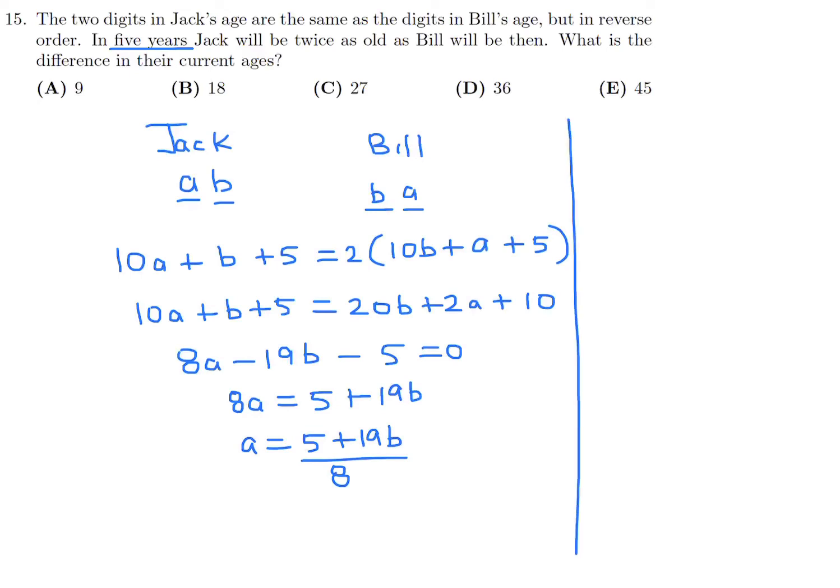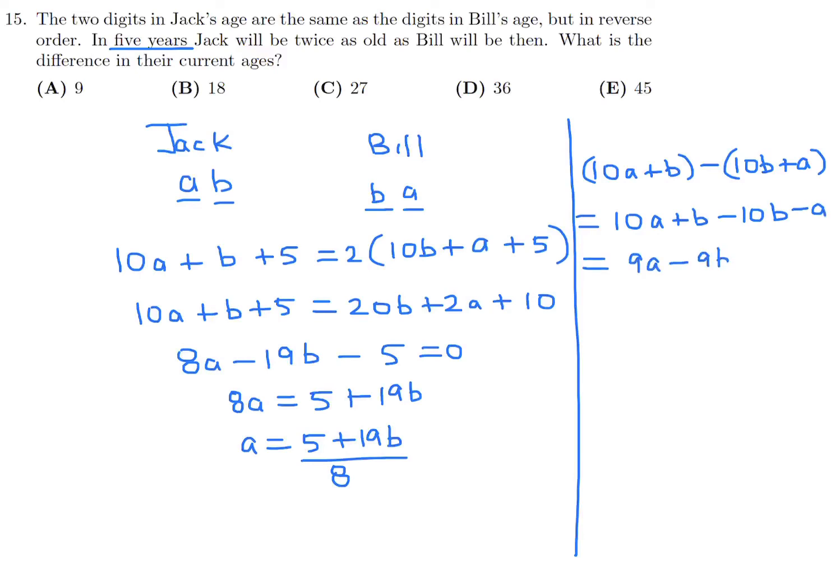Now, what do they want you to figure out in this question? They want you to find the difference in their current ages. Well, Jack's current age is 10a plus b, and Bill's current age is 10b plus a. So the difference is when you subtract them. So this will be 10a plus b minus 10b minus a. So this becomes 9a minus 9b. Factor out a 9, you get a minus b. But they actually want a numerical value. As you can see, they're all numbers. So no problem, we can probably substitute that into there and see if that helps us. So this becomes 9a is 5 plus 19b over 8. You get a common denominator, minus 8b over 8.